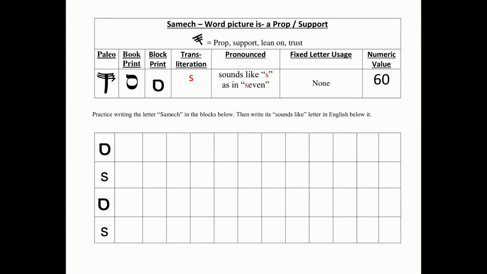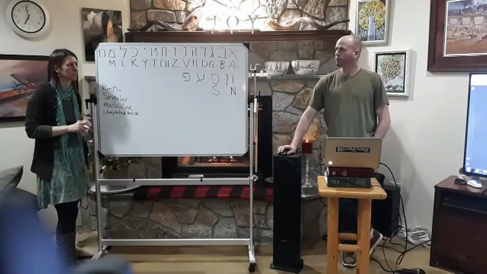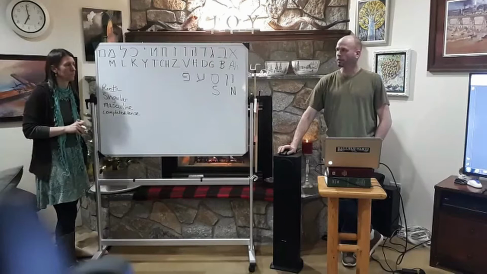Like you would have a plant that you would maybe put a stake next to so that it could lean against it or be propped up against it, and that's the picture, a prop or a support. And the paleo word picture is to lean on or to trust. Samech is to lean on.